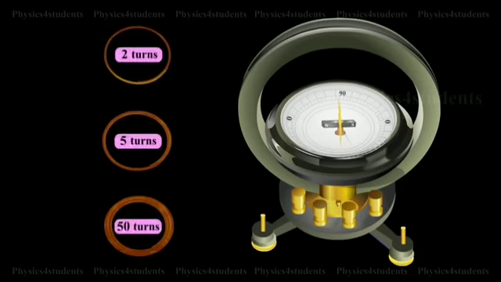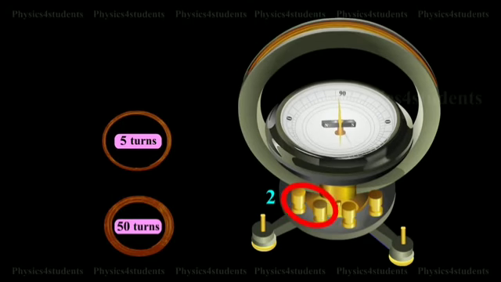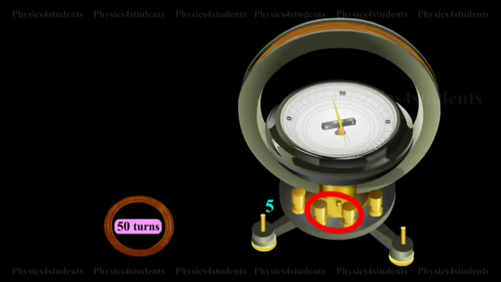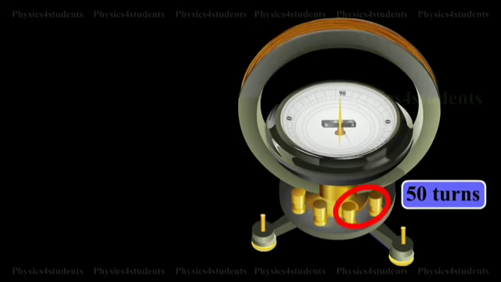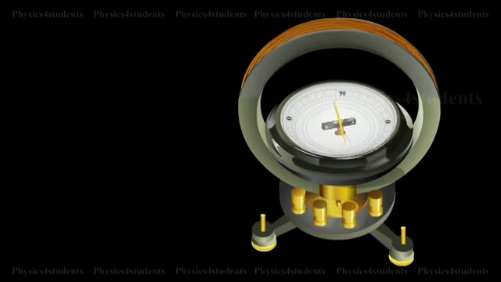It is exactly vertical. Here, 3 types of coil are used: 2 turn, 5 turn, and 50 turns. We are using 50 turns of coil. It is a circular level.